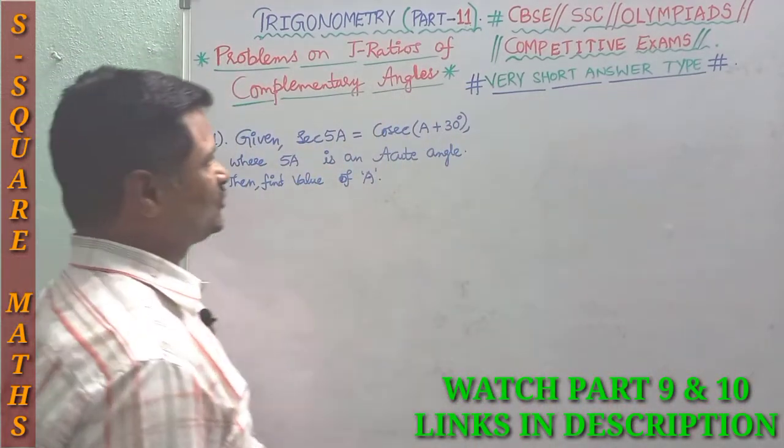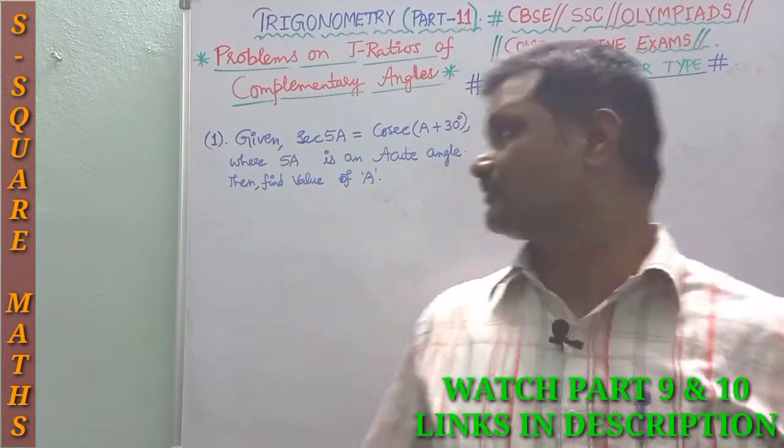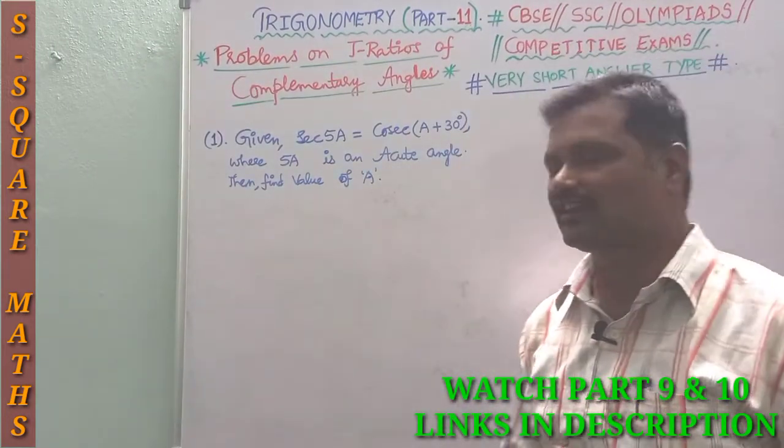Given sec 5a is equal to cosec of a plus 30 degrees, where 5a is an acute angle, find the value of a.